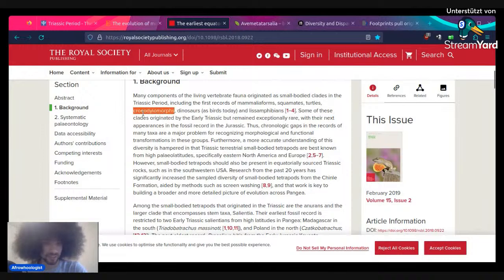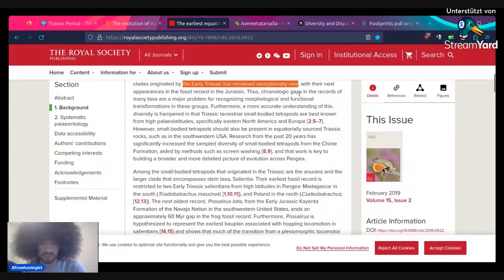Crocodilomorphs, so not true crocodiles, but oh, they look like crocodiles. And then the dinosaurs. So avemetatarsalians is kind of what I'm going to cover for these two groups, these archosaurs, and then the lissamphibians. So some of these clades originate in the early Triassic, but remained extremely rare, with their next appearances in the fossil record in the Jurassic.